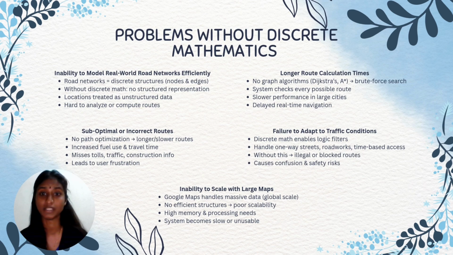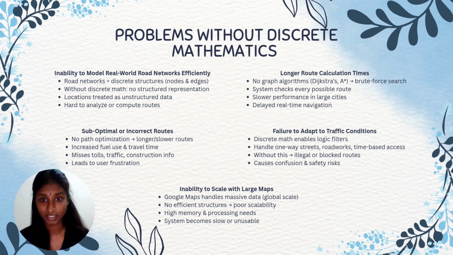Continuing with failure to adapt to traffic conditions. Discrete mathematics also supports logical filtering. This lets the system avoid one-way streets, roads under maintenance, or those with time-based restrictions. Without this logic, users could be guided into illegal or blocked roads, which could lead to confusion, delay, and even accidents. Last but not least, inability to scale with larger maps.